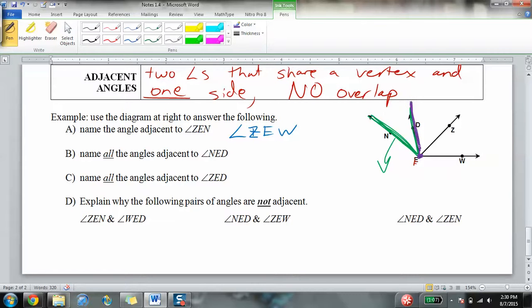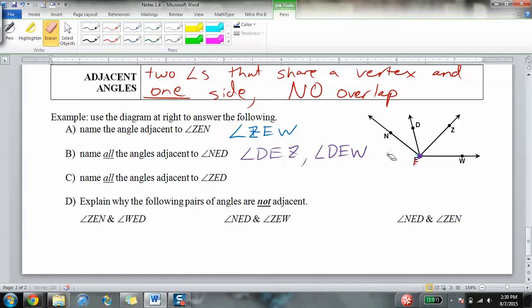So I could be talking about this angle right here, DEZ. Or I could be talking about this angle right here, D, E, and then all the way over to W. That angle, DEW, would also be adjacent to it. Next one, name all angles that are adjacent to ZED. That's this one in the middle. So now I can use both sides of that angle because both sides of that angle have other things on either side of it.